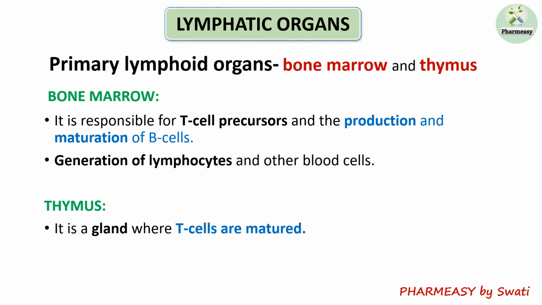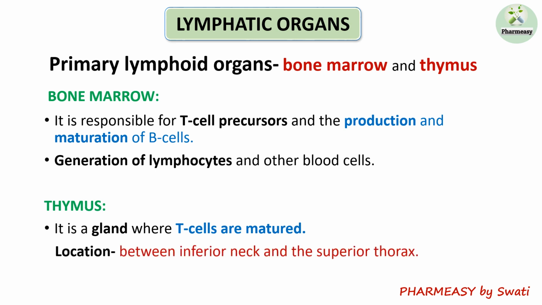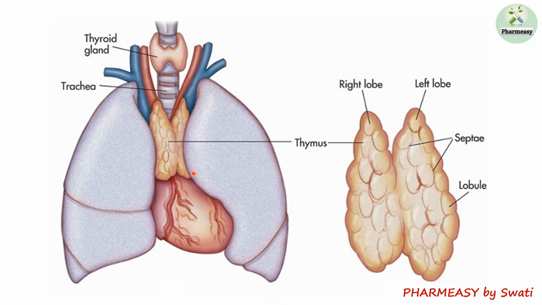Thymus. It is a gland where T cells are matured, and it is located between inferior neck and superior thorax. Interesting point is that the size of thymus gland reduces after puberty. That means it has larger size in children. Now, look at this figure. It shows the location of thymus gland that is between the lungs and below the neck region. It has two lobes, that is right lobe and left lobe, along with the septa and lobule.